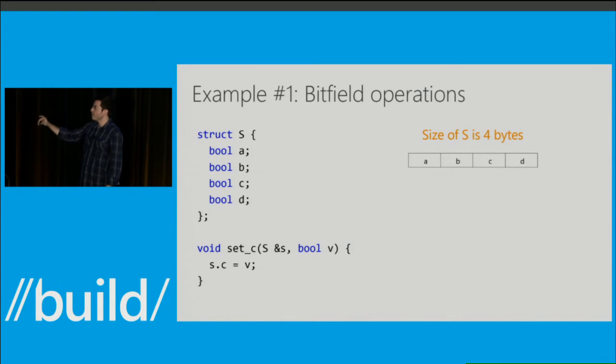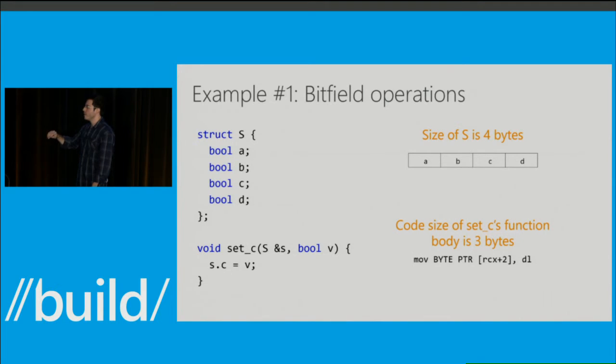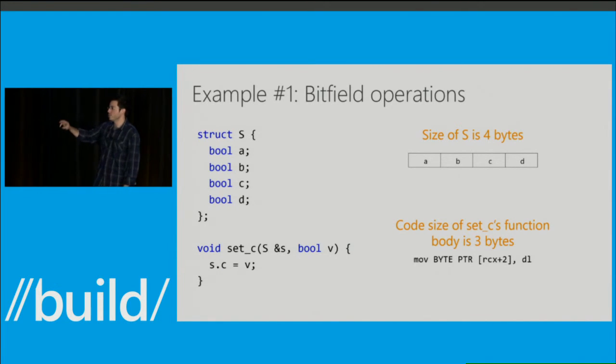So each element, or each object of type S, is going to be 4 bytes in memory. And when you actually write to one of those elements, the code gen that we emit for the setC function is 3 bytes long. Sorry, when I say 3 bytes long, I mean the actual encoding of that instruction in memory is 3 bytes. And it's just a move instruction.